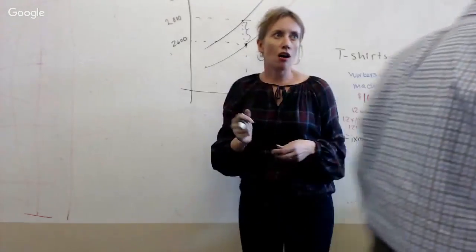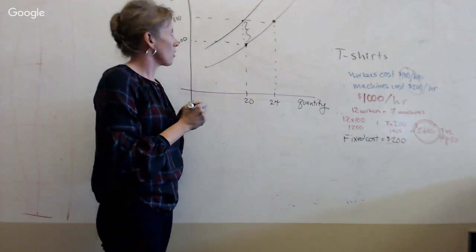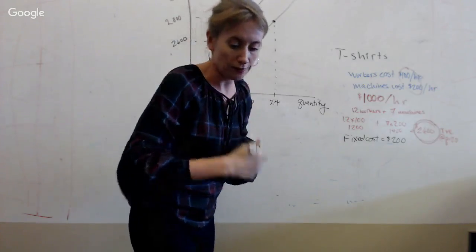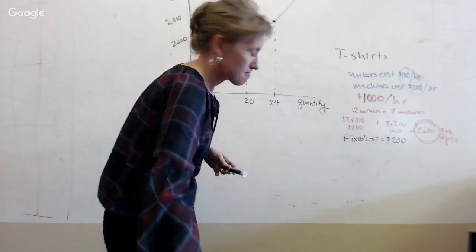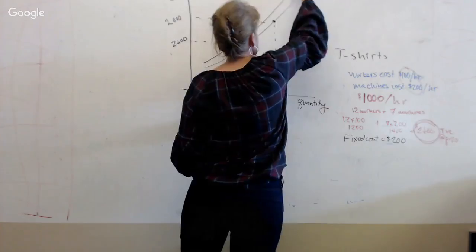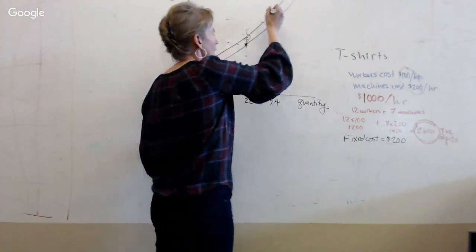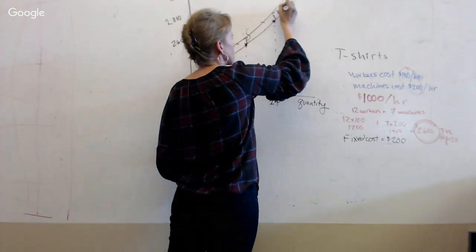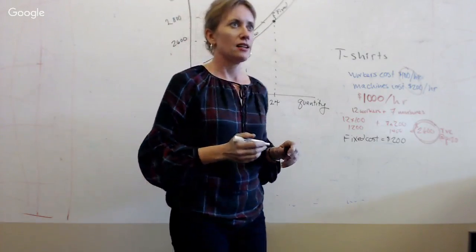So now we can draw our total cost curve. I'll shrink it down. There's our total cost curve. And so the difference between total variable and total costs, this is always fixed. And in our case, we decided it's $200.